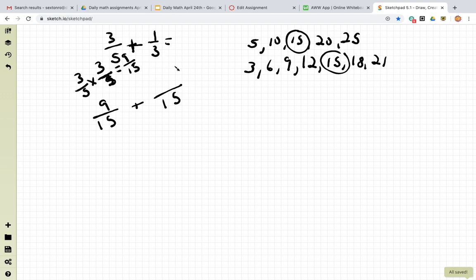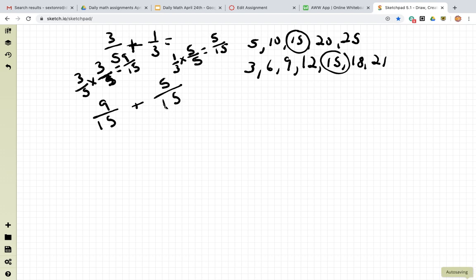Now we need to do the same thing for 1/3. I'm going to take 1/3 times something that gives me an equivalent fraction with a 15 down here in the denominator. Well, let's see. 3 times what is 15? Well, 5 works there, doesn't it? So if I multiply 1/3 by 1 made out of 5s, I'm going to get 3 times 5 is 15, 1 times 5 is 5. So this is going to be 5/15.